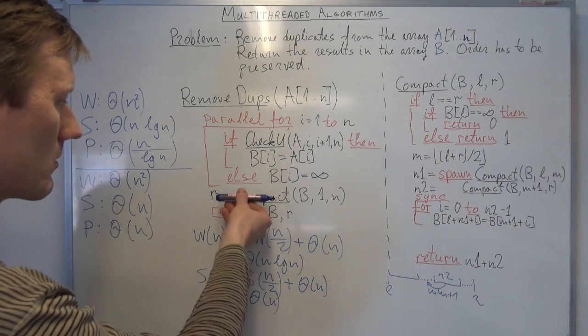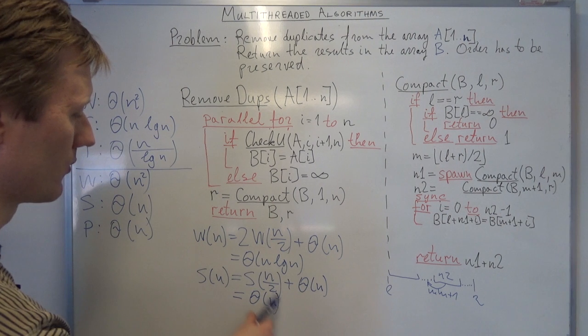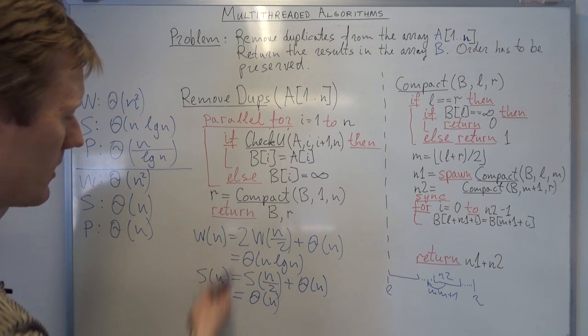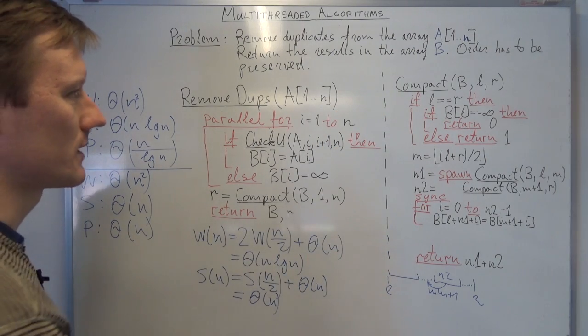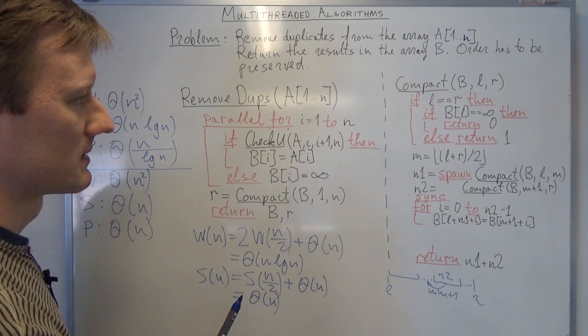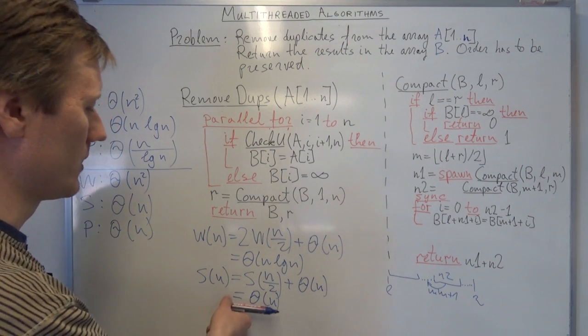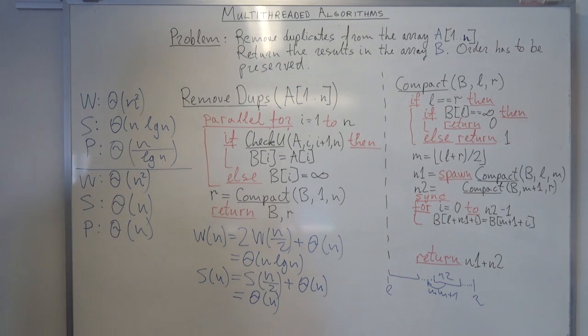So we did all that work, and unfortunately we have not improved the span. So remember, the span of that sequential part was just plain n. So far we have not achieved anything. We made the work worse, and we have the same span. So we have not achieved anything.